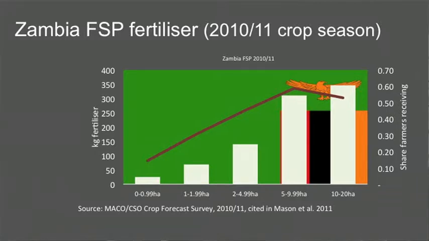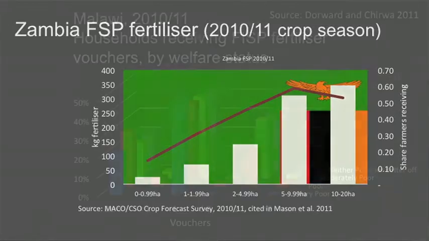Okay? So what you have in the Zambia program is 85% of households get nothing, 15% get something, and those who are getting anything get up to 7 bags each, okay? 350 kgs a hectare. So those who are bigger are also getting far more than those who are smaller, okay? So it's very targeted towards the large-scale farmers in Zambia.